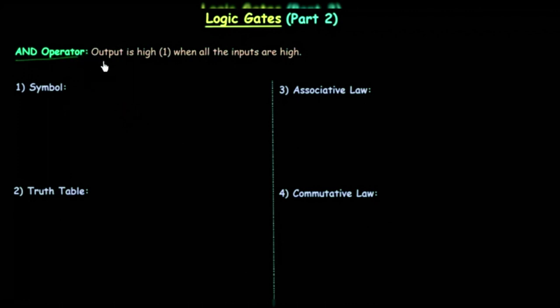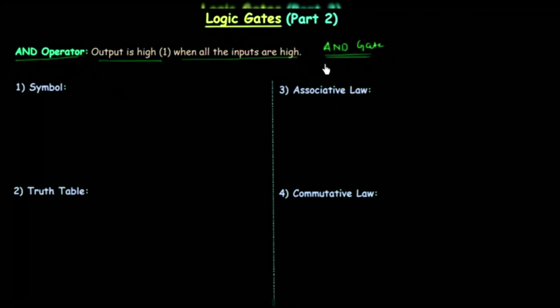In the AND operator, output is high when all the inputs are high. So in the AND operator, if you want your output to be 1, you have to make all your inputs equal to 1, and we implement the AND operator by using an electronic device, which we call an AND gate. So the AND gate is an electronic device which is used to implement the AND operator.